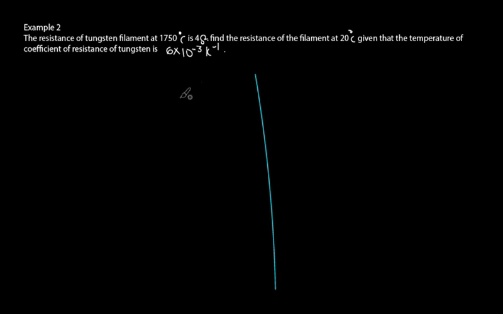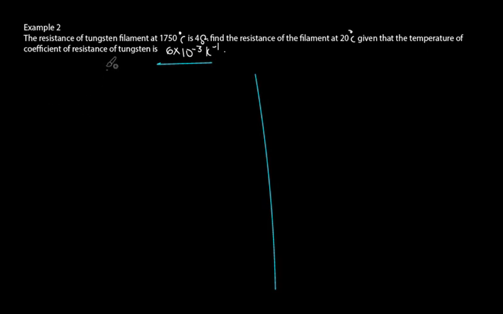We don't have the R0 over here. So before anything else, we need to use the first scenario to get our R0, and then use that R0 in solving for the temperature at 20 degrees Celsius. Now we are given the temperature coefficient of resistance of the tungsten to be 6 times 10 raised to the power minus 3 Kelvin inverse. Because we are given this in Kelvin inverse, we need to change any other temperatures we have over here into Kelvin.